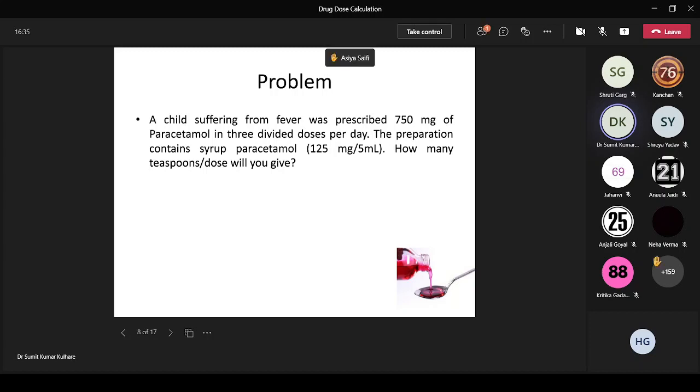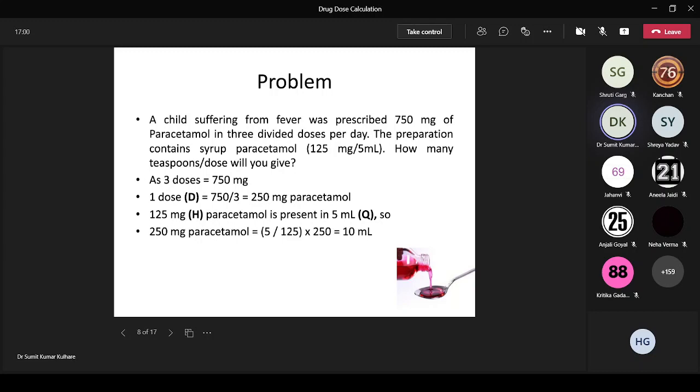Supply in hand is 125 milligrams, and the quantity is, 125 milligrams is present in how much quantity? It is present in 5 ml of the syrup. So put everything in the formula. 2 teaspoons, correct. 1 teaspoon is equal to 5 ml. So you can either directly say 10 ml of syrup is to be administered, or 2 teaspoons at a time should be given to the patient.